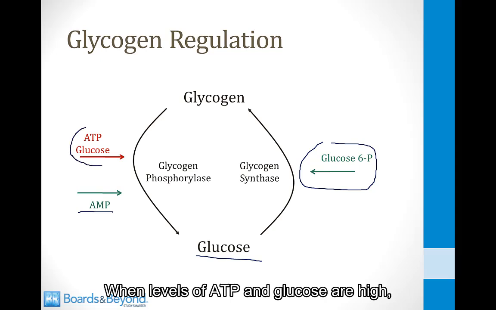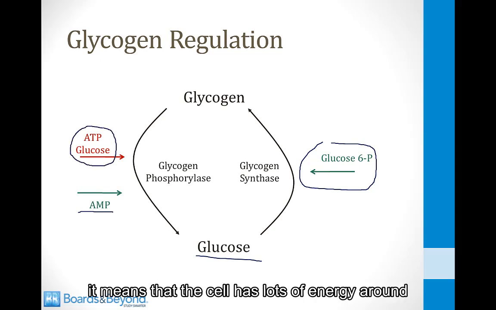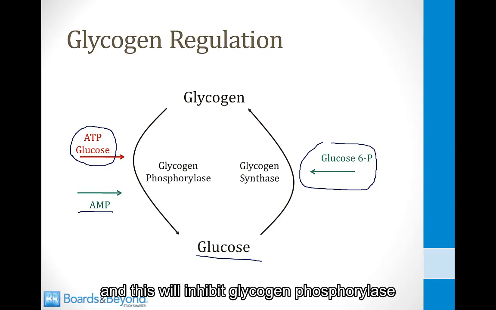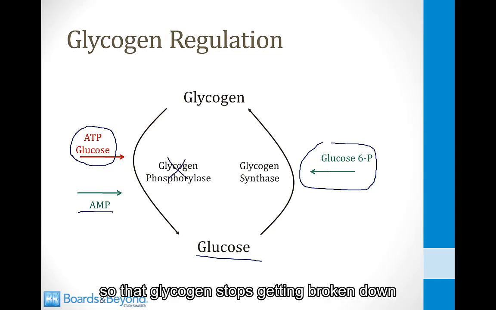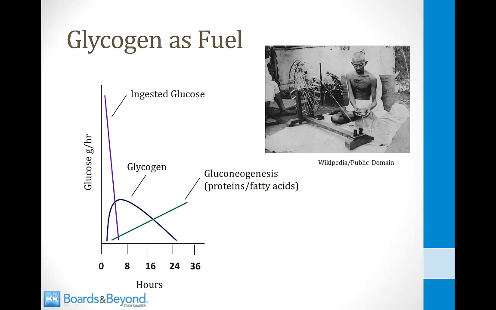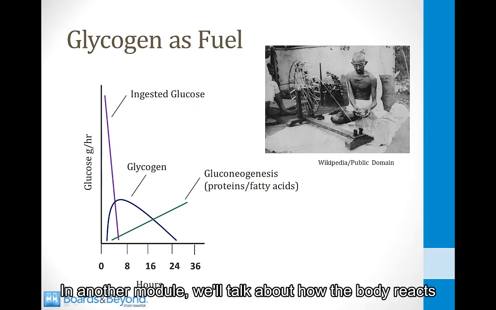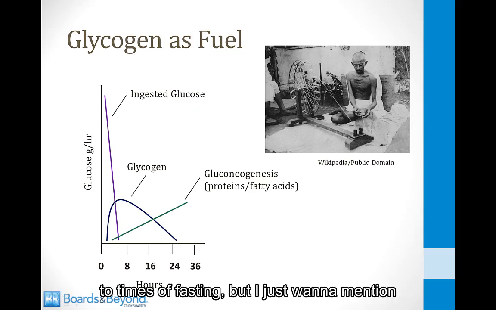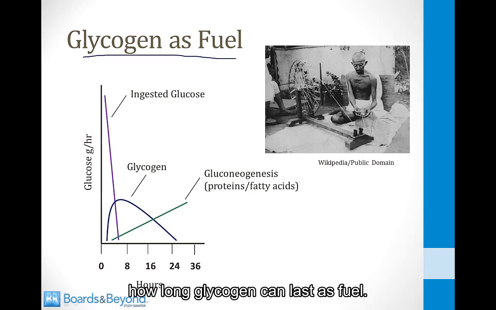When levels of ATP and glucose are high, it means that the cell has lots of energy around, and this will inhibit glycogen phosphorylase so that glycogen stops getting broken down into glucose and ATP. In another module, we'll talk about how the body reacts to times of fasting, but I just want to mention how long glycogen can last as fuel.